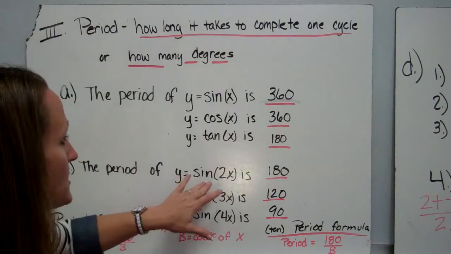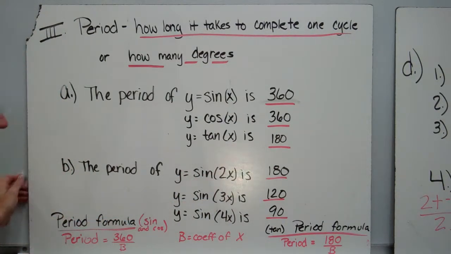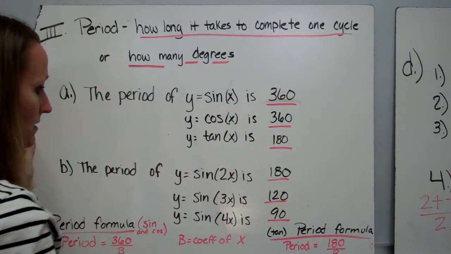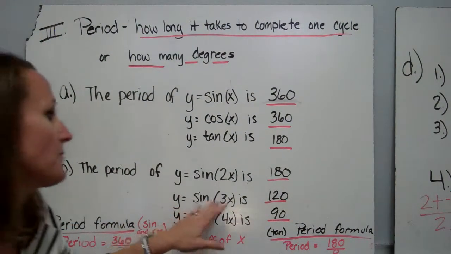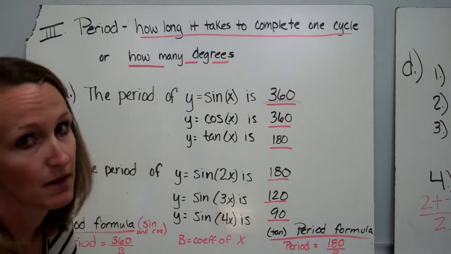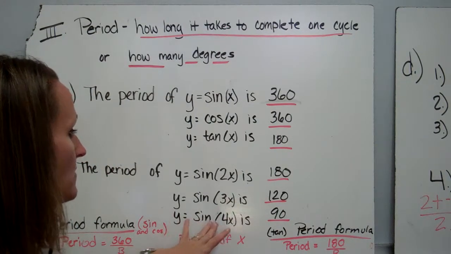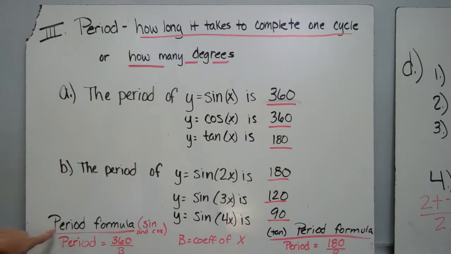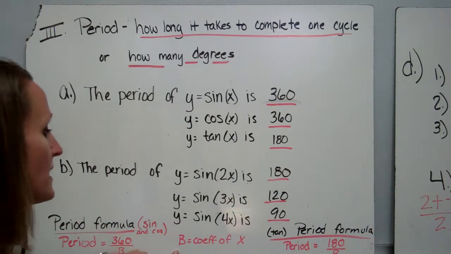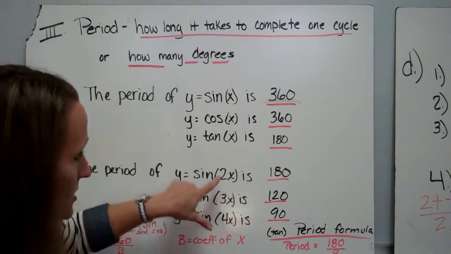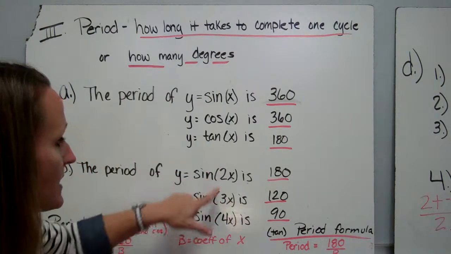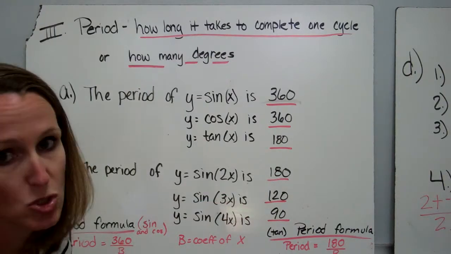So what happens when we start getting a number here? Well, the period of sine of 2x is 180. The period of sine of 3x is 120. Consequently, the period of y equals sine of 4x is 90. Here's why. Your period formula is period equals 360 over b, where b is the coefficient of x. So here, all of these x's have a coefficient of 2, 3, and 4, and because there's a coefficient, our period becomes shorter.